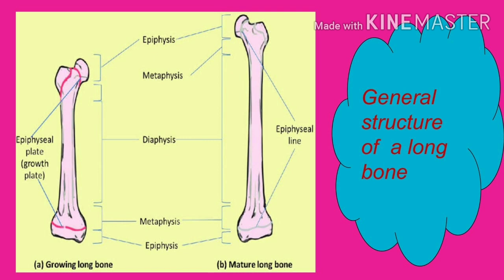Metaphysis is the portion of the bone adjacent to each epiphysis and is known as metaphysis. It is made up of cancellous bone, like the shaft is made up of cortical bone, but the metaphysis is made up of cancellous bone, where the process of healing is fast as compared to diaphysis, and it is susceptible to bone infection, dysplasia and tumor.